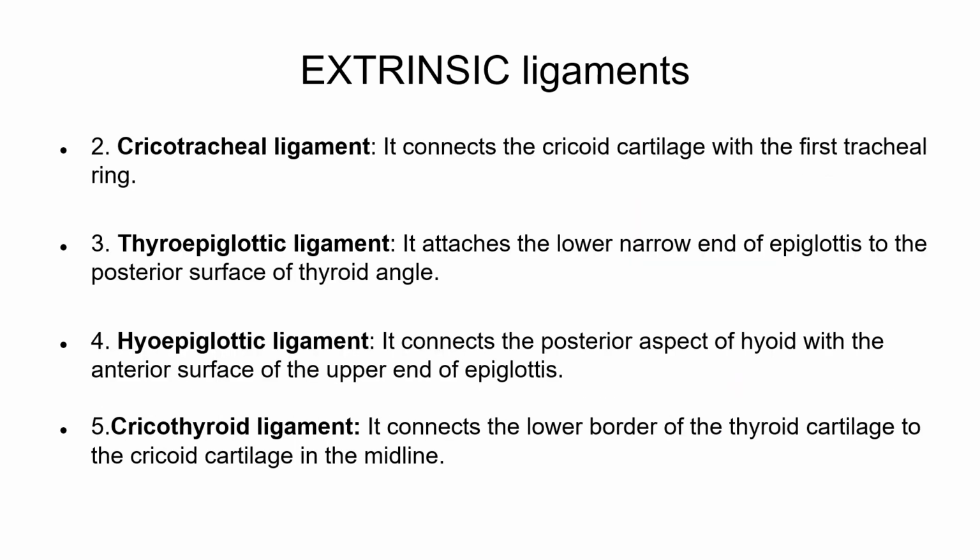Now the next one, at least you should know the names of them. By the names you can easily guess between which structures they are present. So cricotracheal ligament will be present between cricoid cartilage and the first tracheal ring. Thyroepiglottic ligament will be present between the epiglottis and the thyroid angle. Hyoepiglottic ligament will be present between hyoid bone and the epiglottis. And cricothyroid ligament will be present between the cricoid cartilage and the thyroid cartilage.